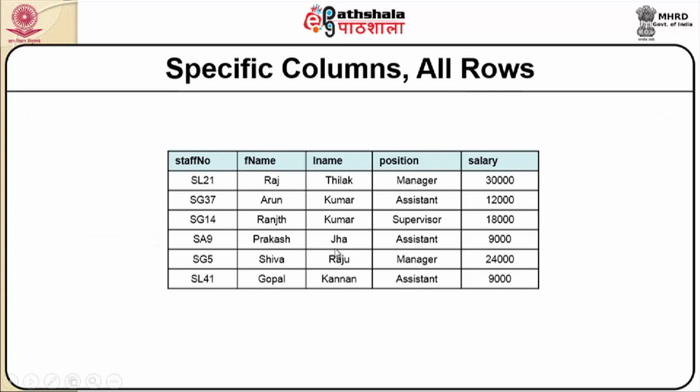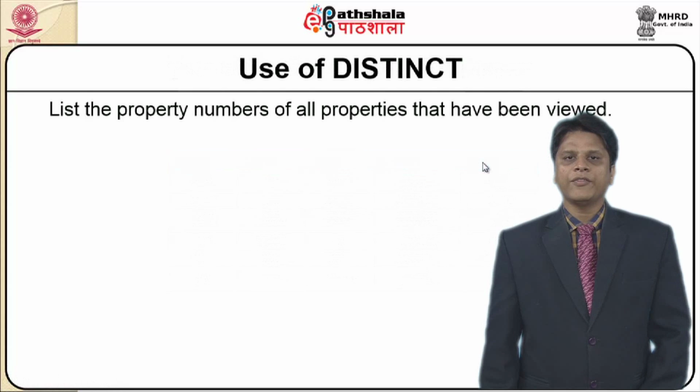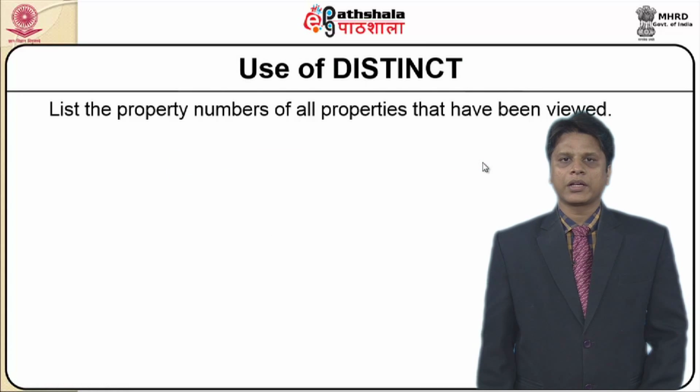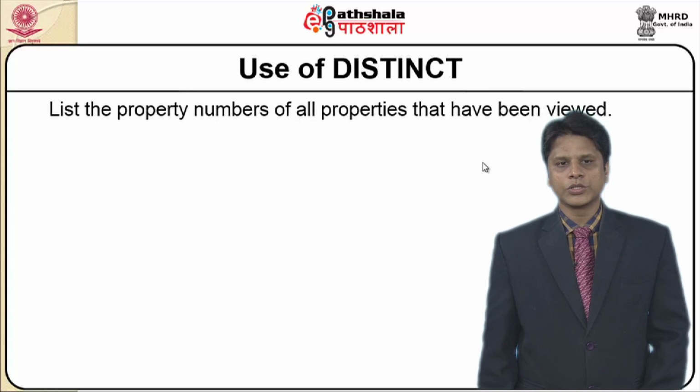So this is the indication. Here position will also not be included: staff number, first name, last name and salary. This is for specific columns. And we have seen in the syntax, initially, the select clause, select with distinct or all. Now that we have seen all, it could be distinct also.